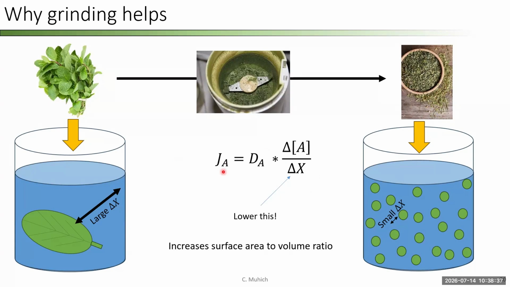I increase my flux by increasing the gradient, and I end up breaking down these structures that facilitate the diffusion out of the leaf.